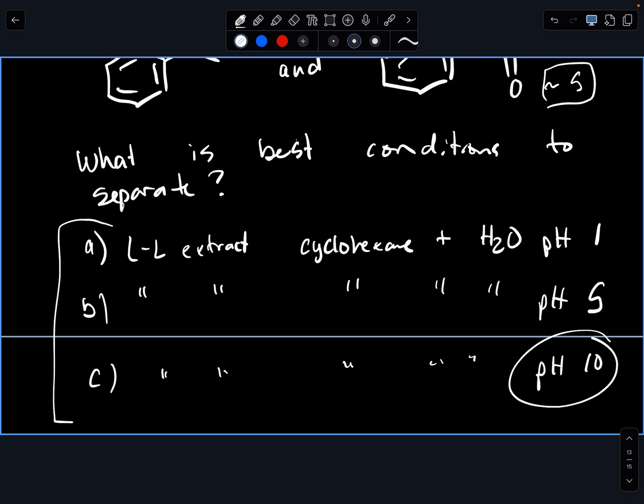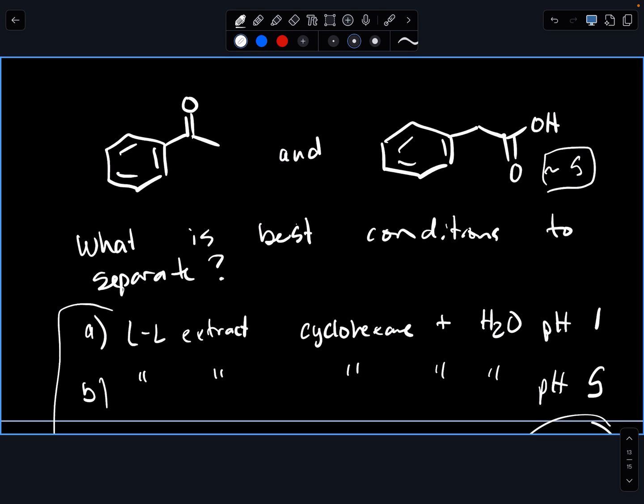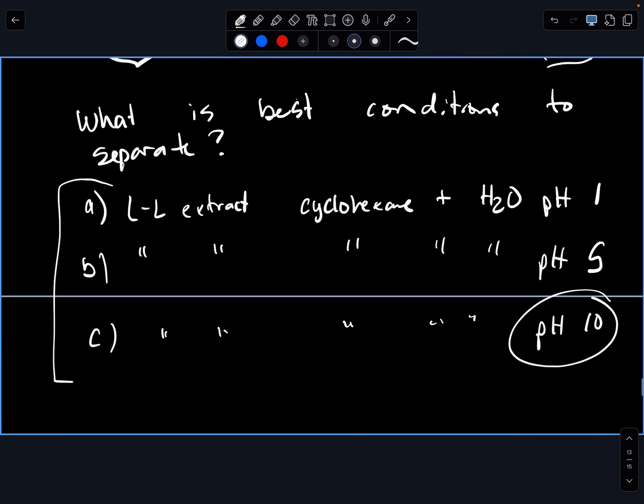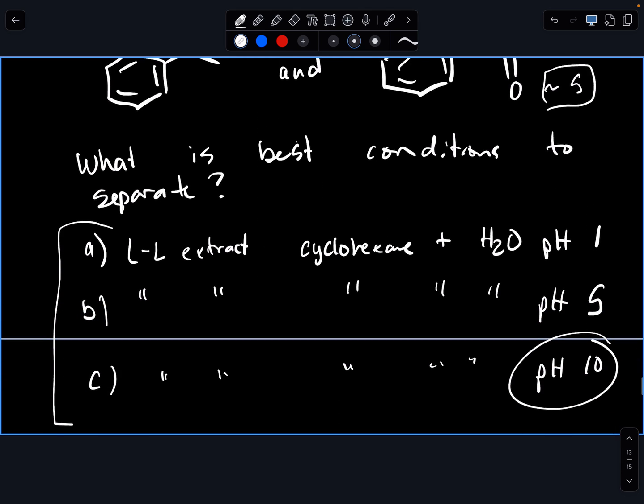And if instead of a carboxylic acid, it was a phenol, you'd want to go to a pH even higher than 10. And instead of either of those two, if one of them was an amine, you want to go to a pH below 5, like 3 or less. Or no, below 8. 8, 7, 6, 5, 4, 3, 2, 1. All is enough to protonate the amine.